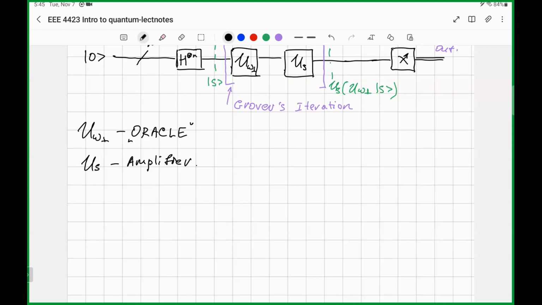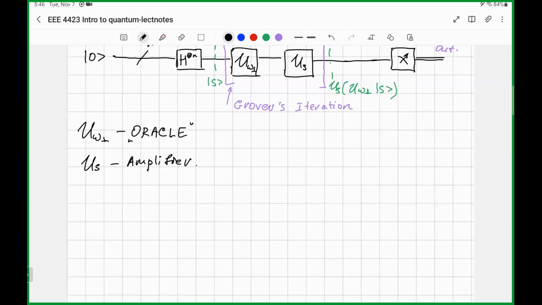Amplifier, and the purpose of this operation is to amplify the amplitude of a state that you are searching for. So you apply these two operations together, oracle and amplifier. Oracle is designed for the different calls, for the different search. One designs this oracle. Amplifiers are pretty much the same for any search.